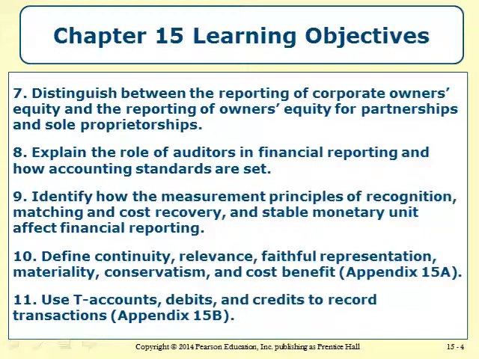We'll explain the role of auditors in financial reporting and how accounting standards are set. We'll identify how the measurement principles of recognition, matching, and cost recovery and stable monetary unit affect financial reporting. We'll define some key terms like continuity, relevance, faithful representation, materiality, conservatism, and cost benefit, which is covered in Appendix 15A, and we'll use some T accounts to understand this idea of debits and credits and how they are used to record transactions.